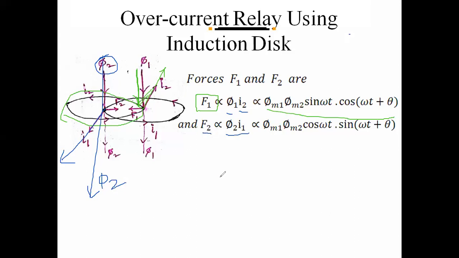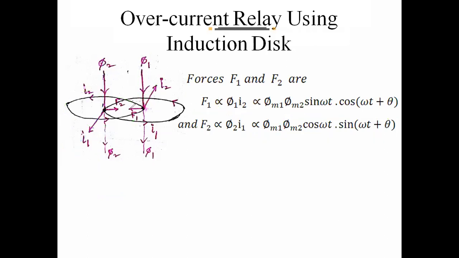Just like the left hand rule, where the forefinger represents the direction of flux, the middle finger gives the direction of current, so the thumb represents the direction of force, the mechanical force. Similarly, this force F2 is proportional to phi m1 phi m2 cos omega t sin (omega t plus theta). So these are the two equations.